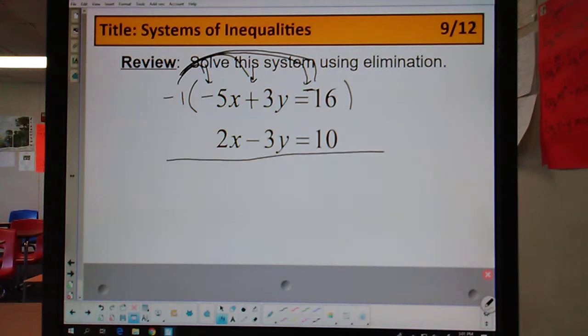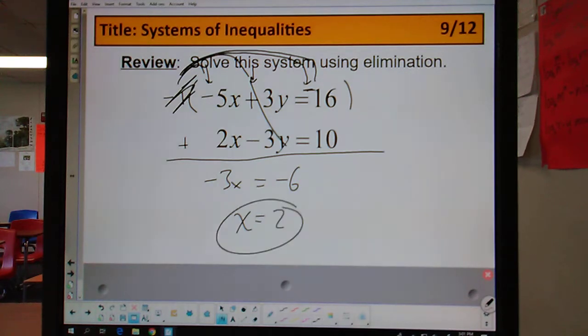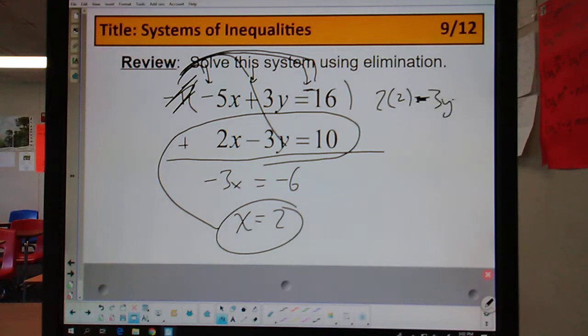All right, so that being said, add them together, and you now have -5 plus 2, which is -3x, positive 3, -3, that cancels out. And then -16 plus 10 is -6. So when you divide by -3, x is 2. That being said, put 2 back into the original equation, 2 times 2, minus 3y. I should say one of the original equations. It doesn't matter which one. 4 minus 3y equals 10.